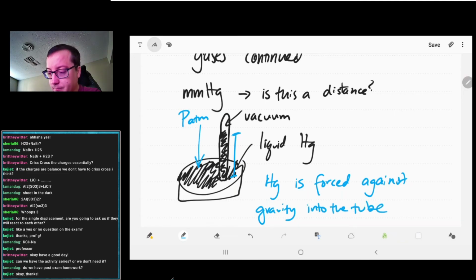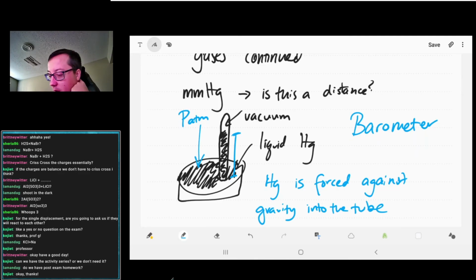So if you're pushing down on it, that mercury has to go somewhere. So it says, well, you know what? Hey, there's this area up in this tube that has no pressure. There's nothing pushing down on me inside this tube. I'm going to go up there. And so the mercury will travel up the tube. This is called a barometer, by the way. And so it forces the liquid up into the tube.